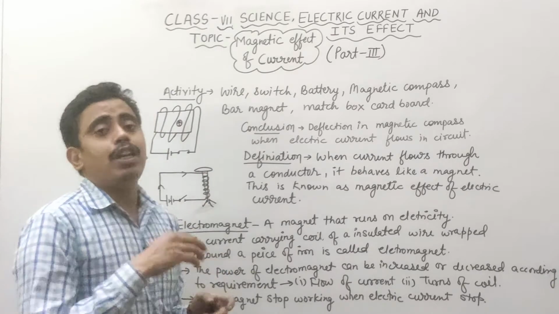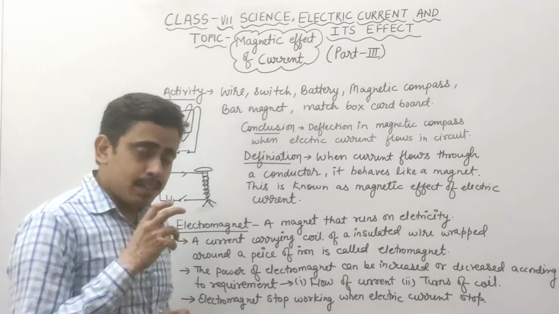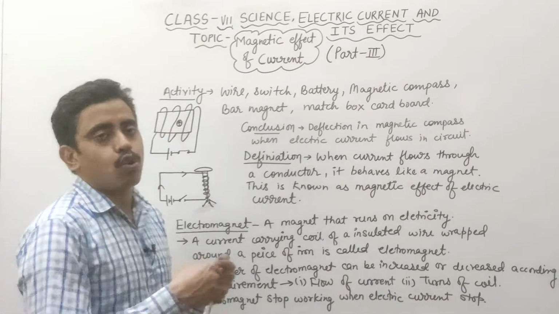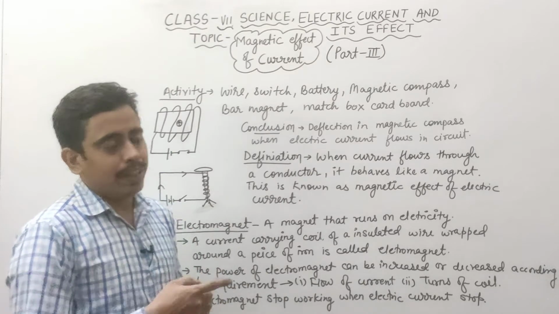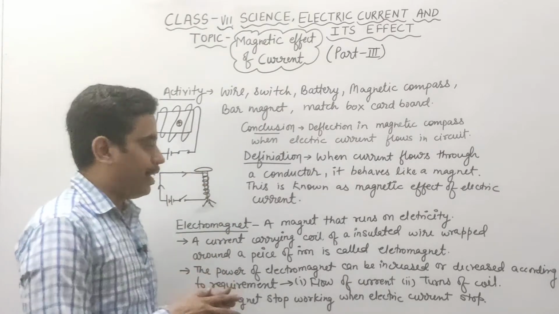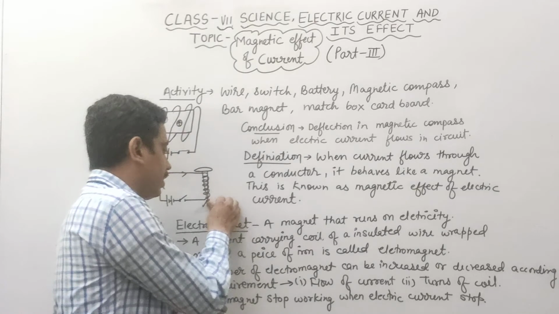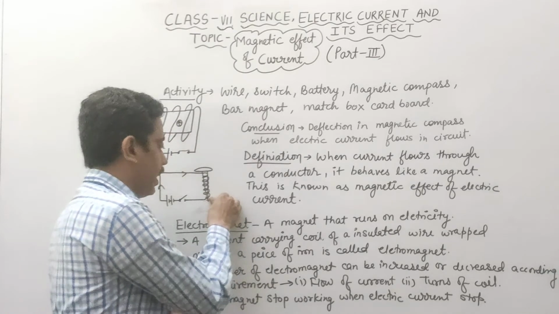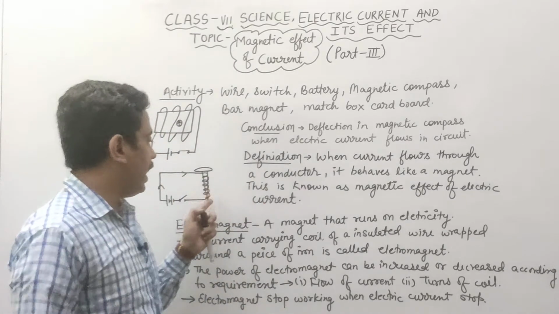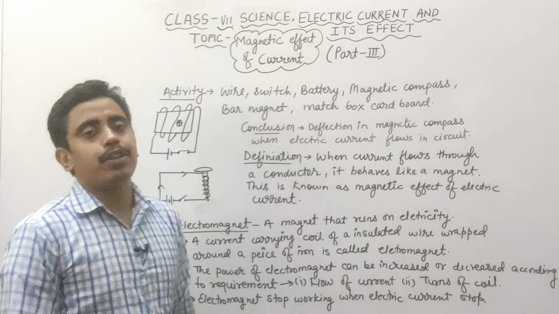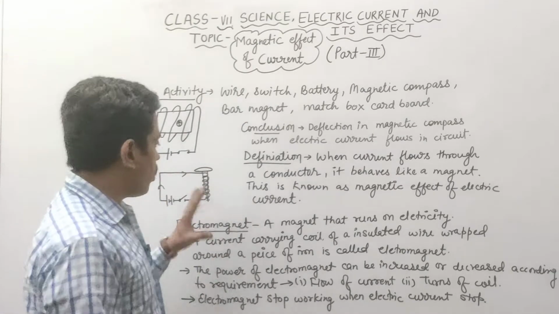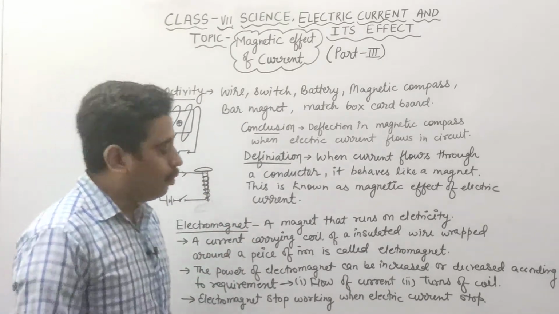This iron will only show its magnetic effect in the presence of electric current. When you stop the electric supply, these pins will fall down. That means this nail is no longer an electromagnet. So I hope you now have some idea of an electromagnet.